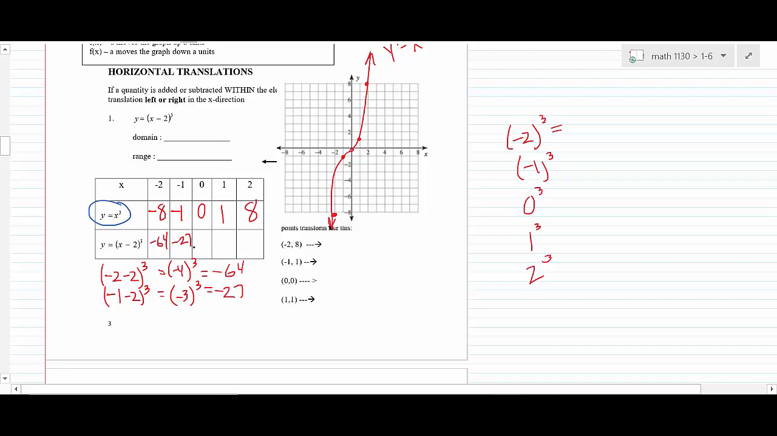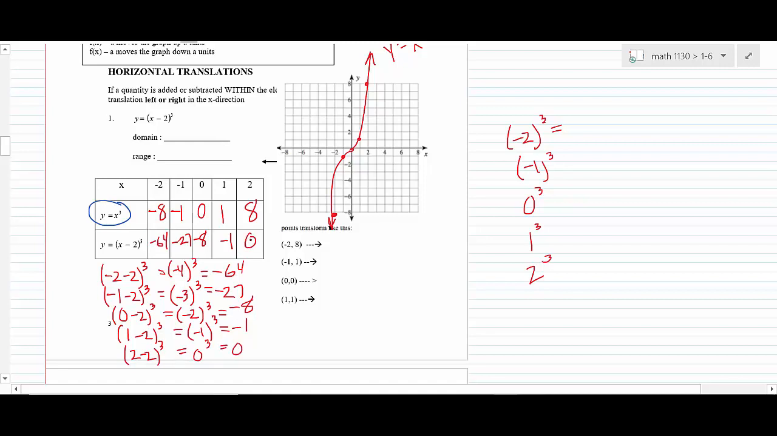Okay, like that. And let's keep just crunching out each one of these, and then we'll kind of talk about what happens. If you plug 0 in, you're going to have 0 minus 2 to the third. So that's negative 2 to the third. So that's going to be negative 8. Okay, and then if we plug 1 in, we would have 1 minus 2 to the third. So that's negative 1 to the third. So therefore, that's negative 1. And then we'll finally plug the 2 in. So we have 2 minus 2 to the third. That's 0 to the third. So that's equal to 0.